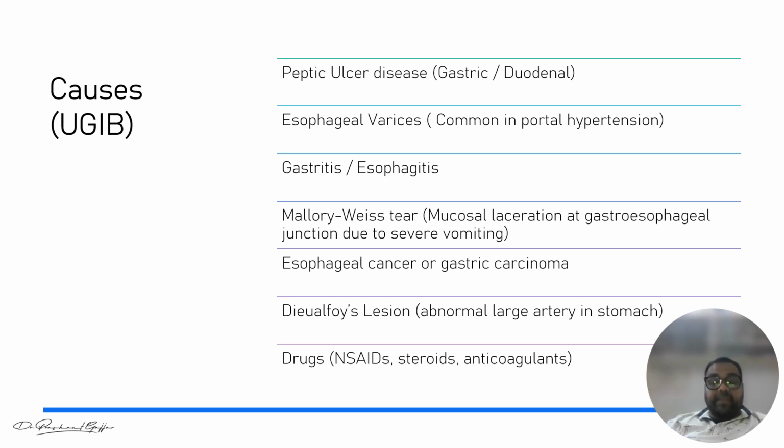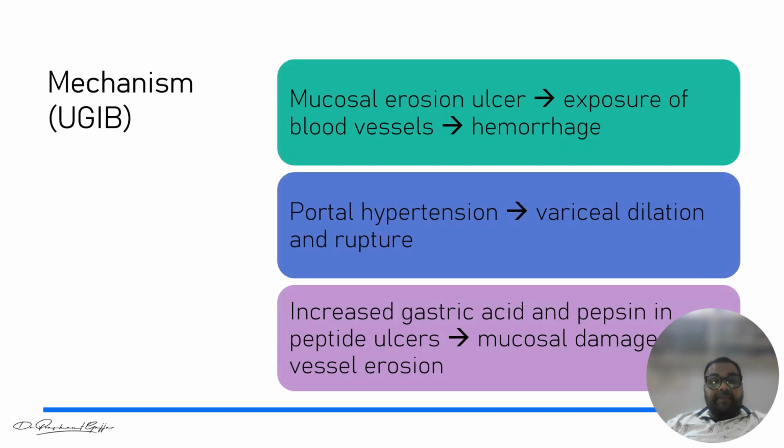Now let's see the mechanism of upper GI bleeding. First mechanism, when there is an ulcer, mucosal erosion or ulcer can cause exposure of the blood vessels, which induces hemorrhage, right? In the other mechanism, in the case of portal hypertension, there is variceal dilation of the veins of the esophagus, and they rupture into the esophagus, it is considered esophageal varices, and bleeding happens, right?